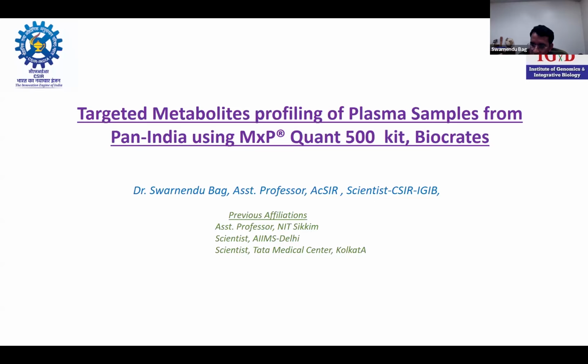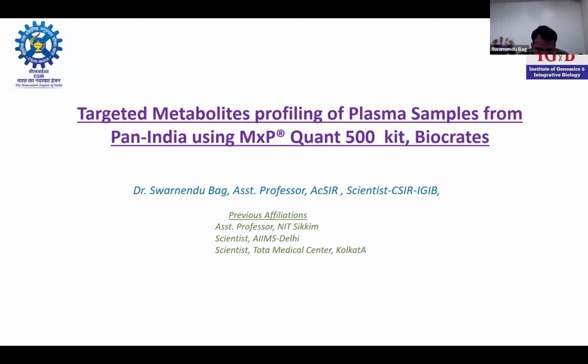Plasma samples, because this work is under a big mega project, the CSIR cohort project, which is called Phenome India Project. So under the aegis of the Council of Scientific and Industrial Research, this is the work package of that project.